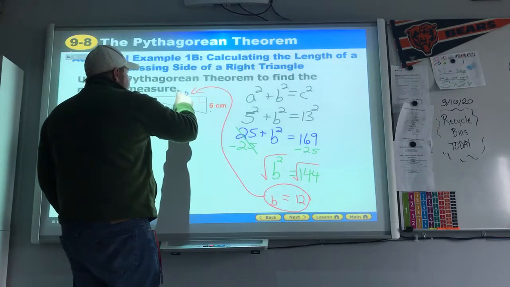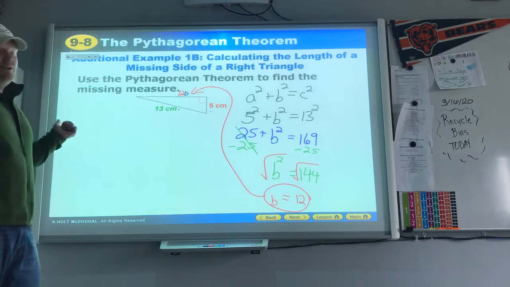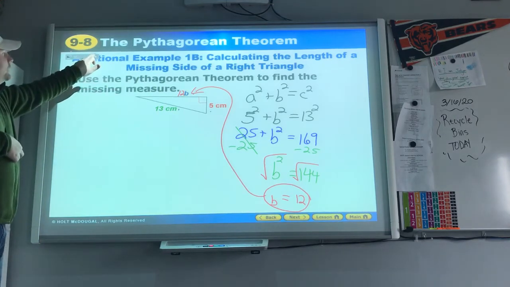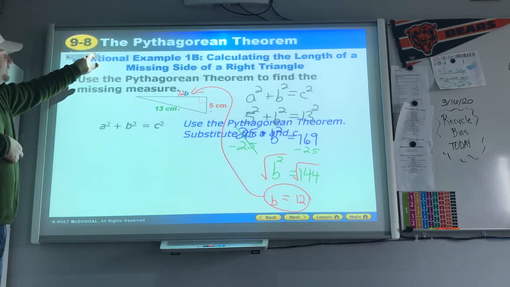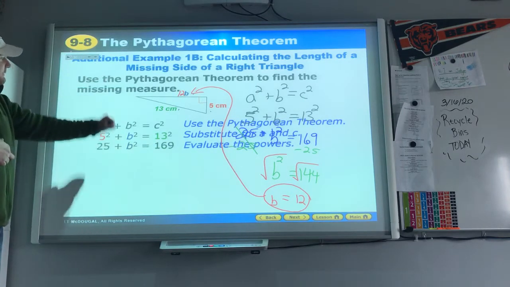B is 12. 12 is smaller than 13, which is the hypotenuse. All things in life are good for this problem. All right, so here we go. Let's see what they plugged in. Their neat and tidy handwriting. Hey, same stuff I was doing.